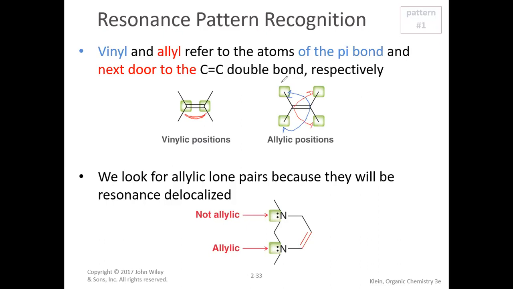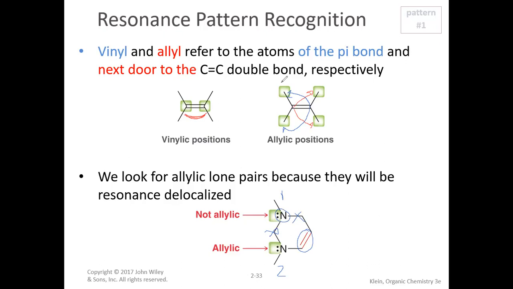So we look for allylic lone pairs because they will be resonance delocalized. So these 2 nitrogens here, call this nitrogen 1, call this nitrogen 2. Nitrogen 1, I look for allylic. So if I look and I say, is there something 2 atoms away, if I can move them, if they're next to it, if they're adjacent to it, nothing here, nothing here, this is not allylic, but right here, it's allylic. That is an allylic position.